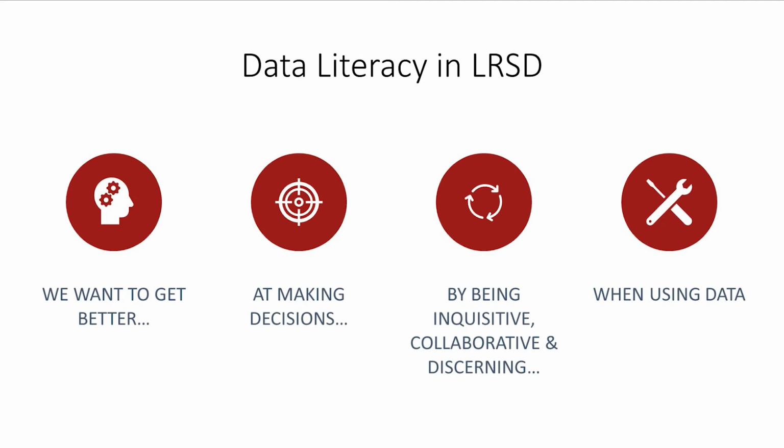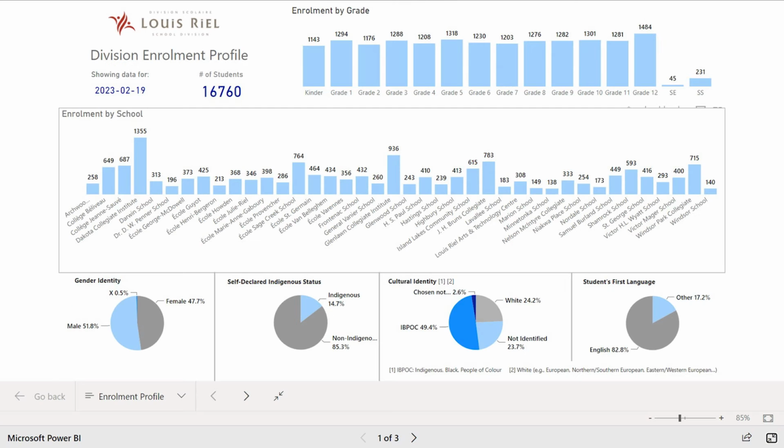All right. So, another way of looking at our data literacy initiative and what we're trying to achieve. We're trying in LRSD, all of us, teachers, EAs, superintendents, principals, vice principals, trustees. We're wanting to get better at making decisions by being inquisitive, collaborative, and discerning when using data. That's what the Data Literacy Initiative is also about. Another way of describing it. All of us wanting to get better at making decisions by being curious, collaborative, and discerning when using data.